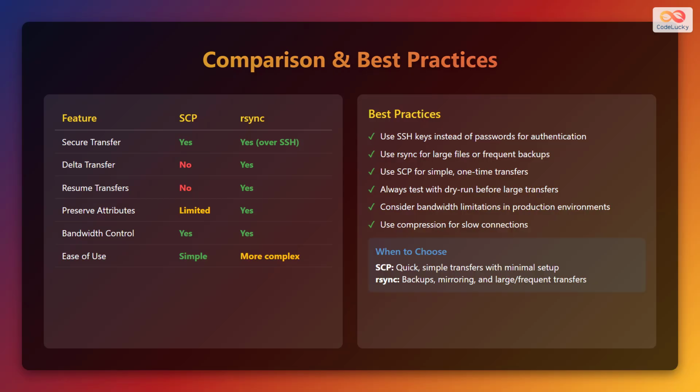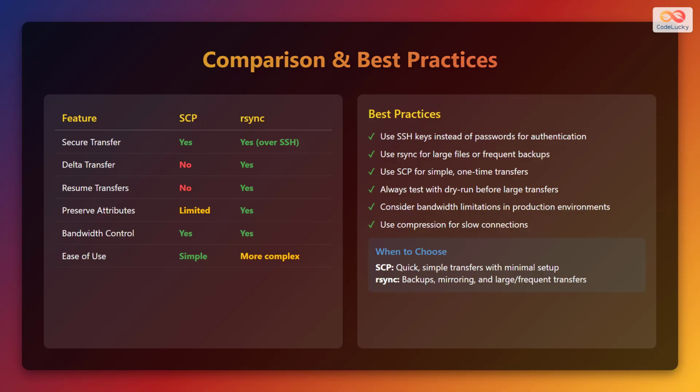Let's compare SCP and rsync and discuss some best practices. SCP provides secure transfer but lacks delta transfer capabilities, meaning it transfers entire files even if only parts have changed. It cannot resume transfers if they are interrupted. It offers limited preservation of attributes but is simple to use. rsync, on the other hand, offers secure transfer over SSH and includes delta transfer, which is more efficient for large files. It can resume interrupted transfers and preserves file attributes. Both SCP and rsync allow for bandwidth control.